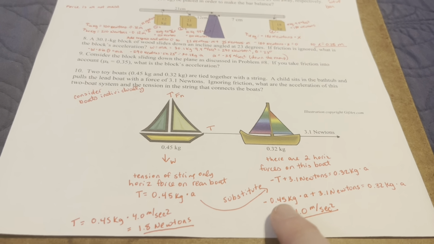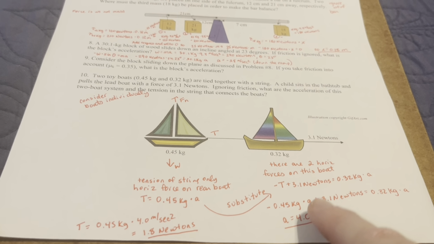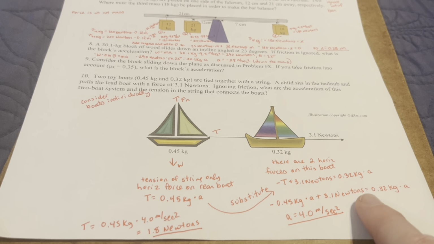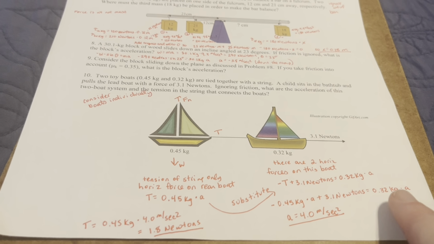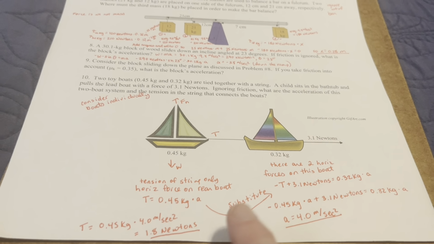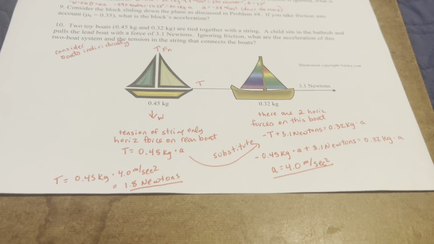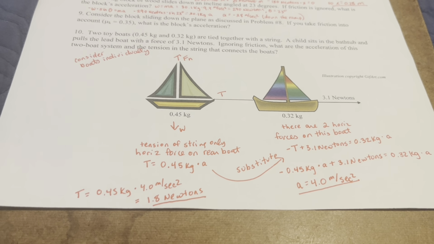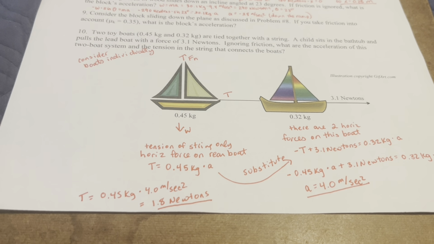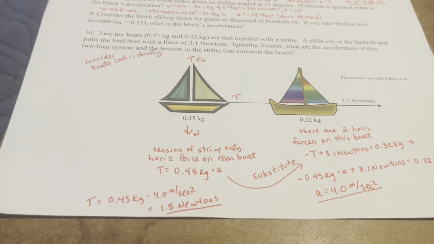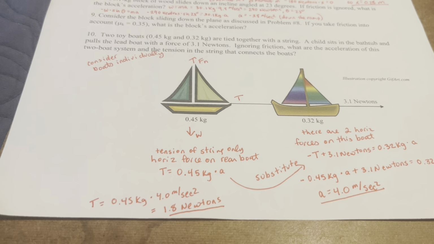Negative 0.45 kilograms times acceleration plus 3.1 newtons equals 0.32 kilograms times acceleration. And then when I solve that out, I'm going to get my acceleration is equal to 4.0 meters per second squared. Okay, but that's not the only thing it asks for. It says, what are the acceleration and what is the tension in the string?